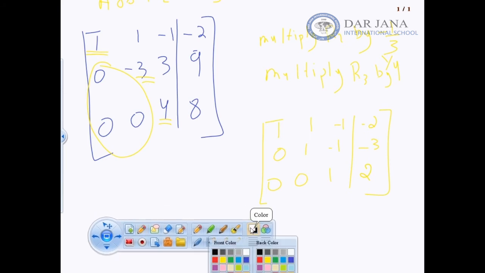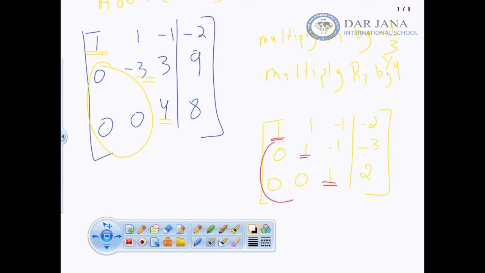How are we done? Because we changed the original matrix into row echelon form. What do I mean by row echelon form? The leading coefficient here is 1, leading coefficient is 1 here, and leading coefficient is 1, and these three numbers are zeros.